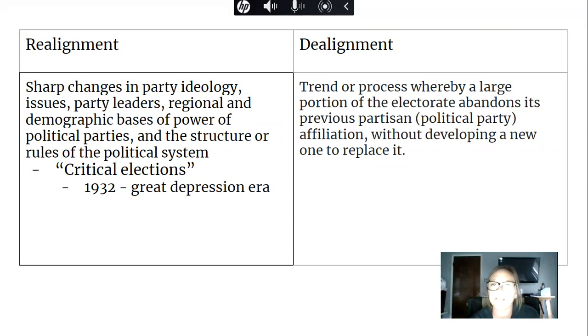And then on the opposite side of that is de-alignment, and this is the trend or process whereby a large portion of the electorate abandons its previous partisan or political party affiliation without developing a new one to replace it. So if a party becomes very unpopular and people are fleeing the party, that's going to be a de-alignment. Okay, so you could argue that way back in the day with the Whigs or the Federalists or whatever it might be, that would be party de-alignment.